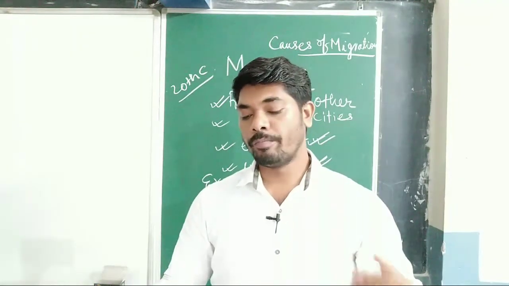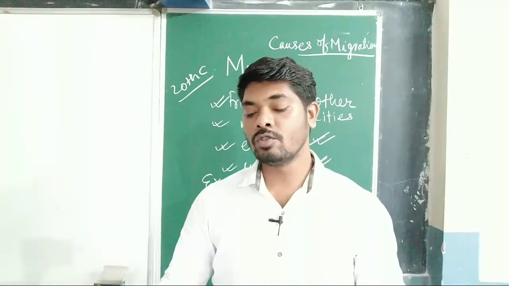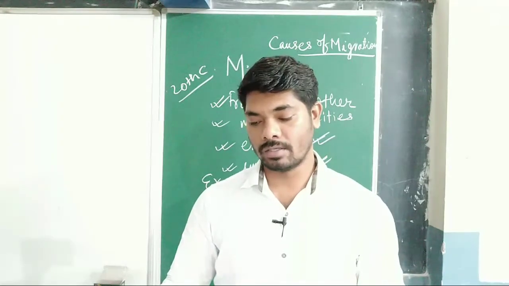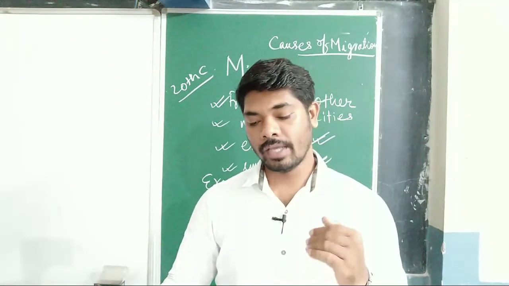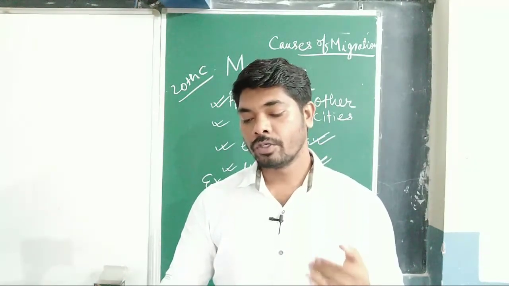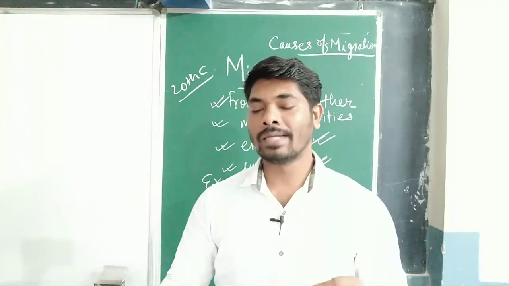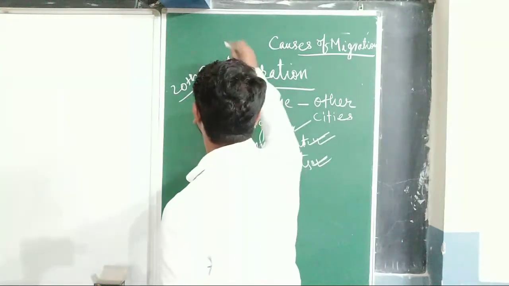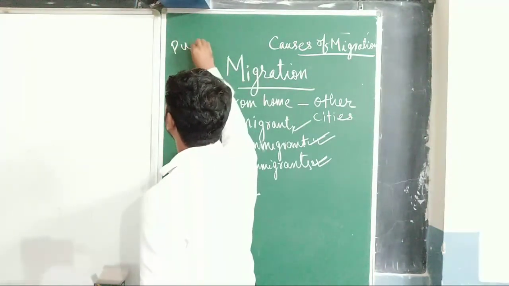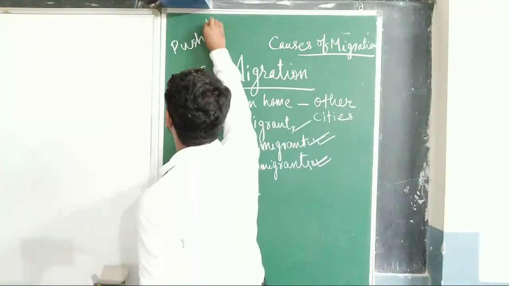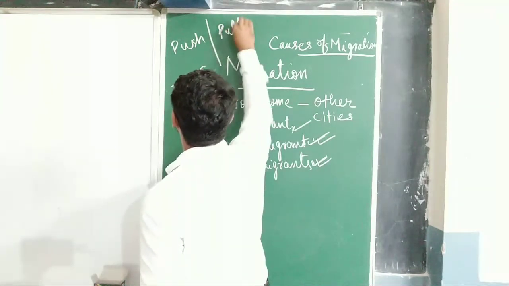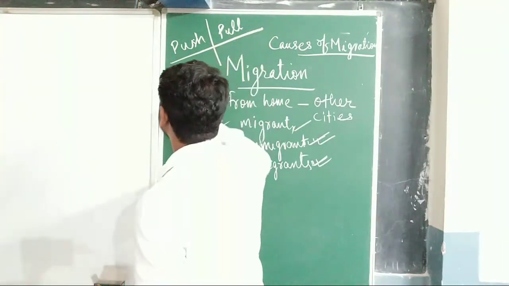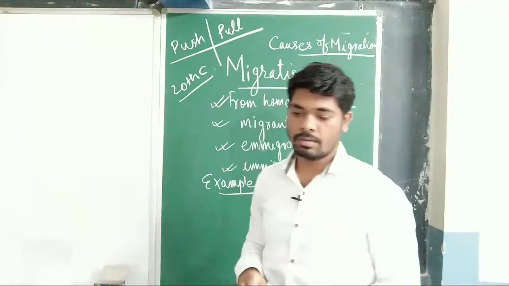The causes of migration can be seen as a series of push and pull factors. Those factors which either forcefully push someone into migration or attract them. So there are two terms that can be used: push factor and pull factor. The two terms are used basically.